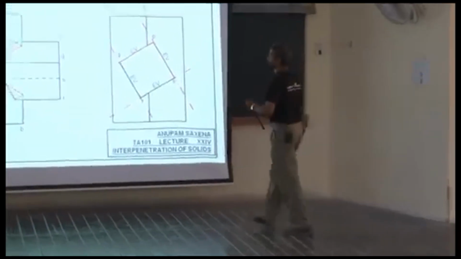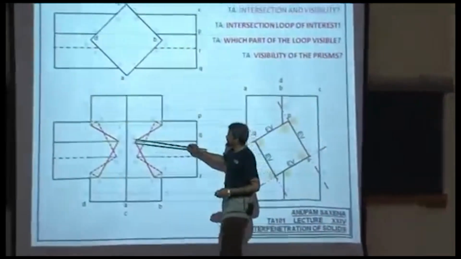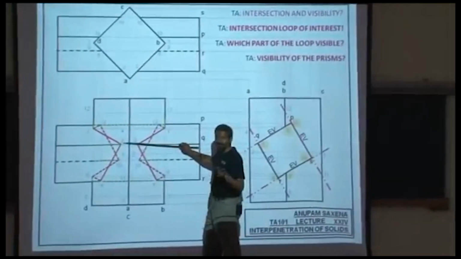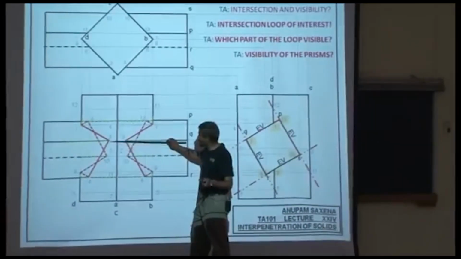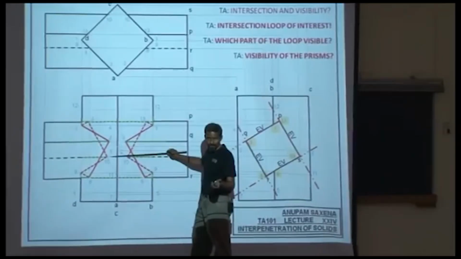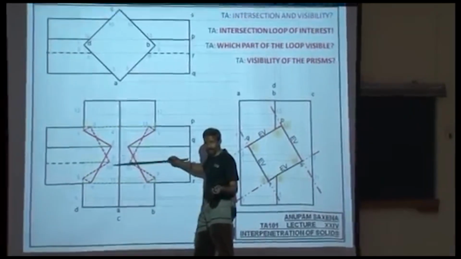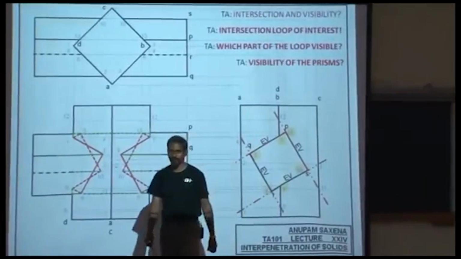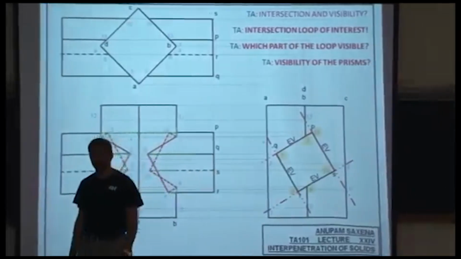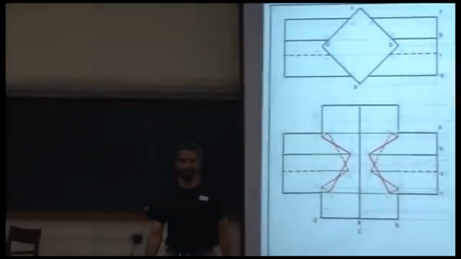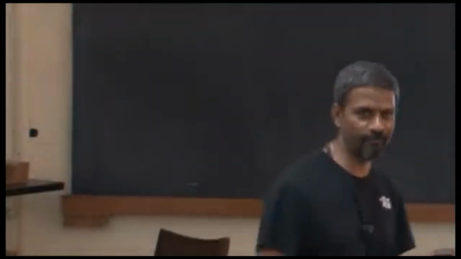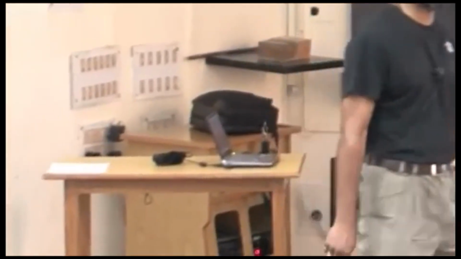If the latter is the case, then these horizontal lines may not be shown, but if the former is the case, then you need to show those horizontal lines. And the clue has to be derived from the three views that are given to you.